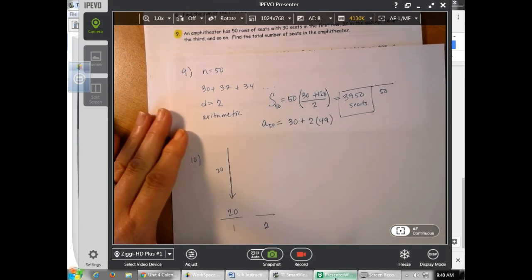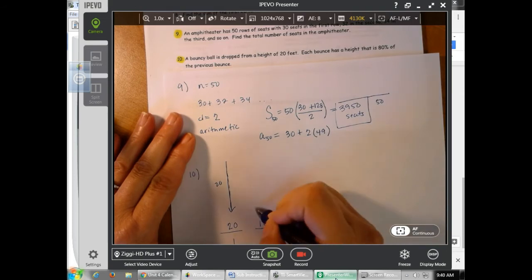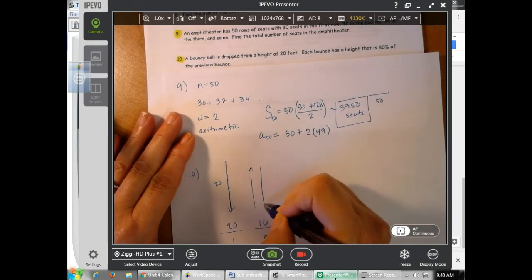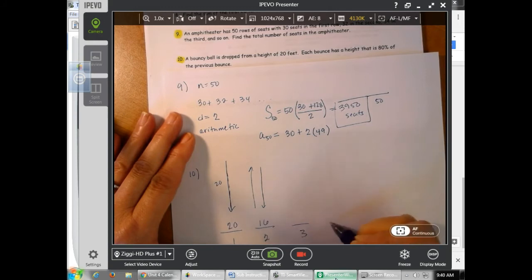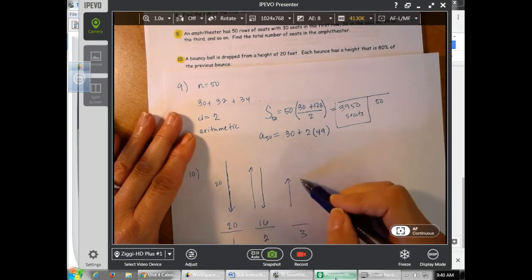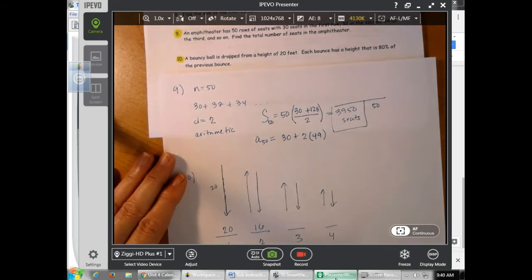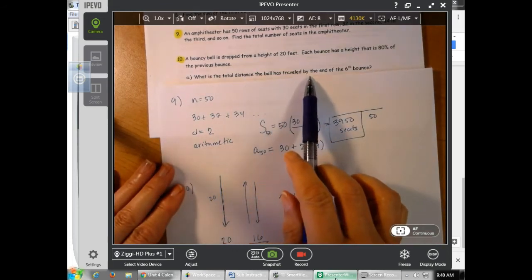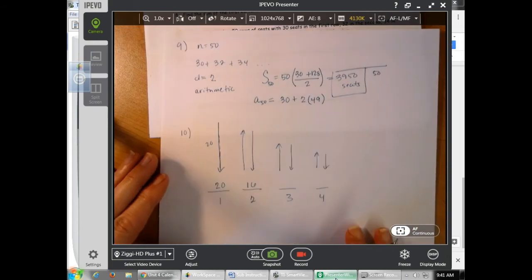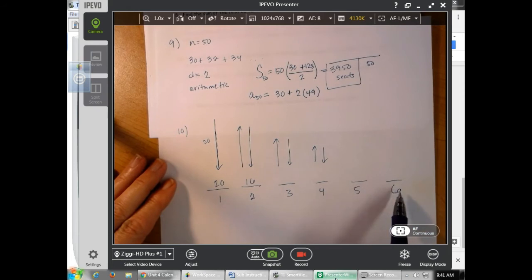Then the second term basically tells me I'm going to go back up 80% of that initial drop of 20. So you don't have to know all of these, but that means I'm going up 16, and then I'm coming back down 16. And this pattern goes on and on, okay? So that's what we have here. So this one obviously goes up, and then back down, etc. Now, it says that we need to find the total distance the ball has traveled by the end of the 6th bounce. So really what we're dealing with here is we need to sum through the 6th term.